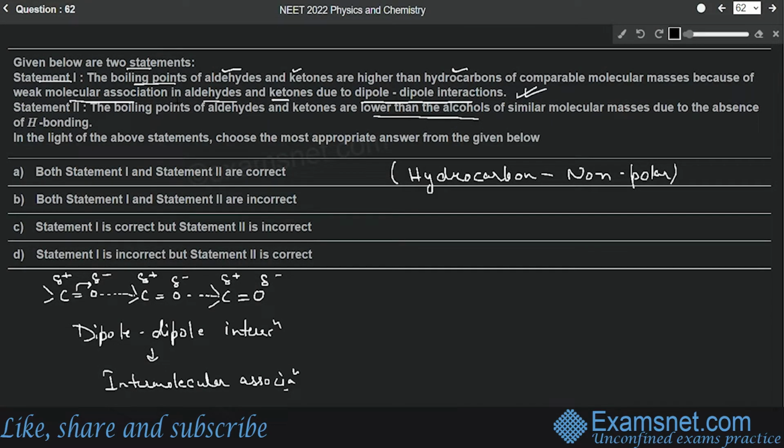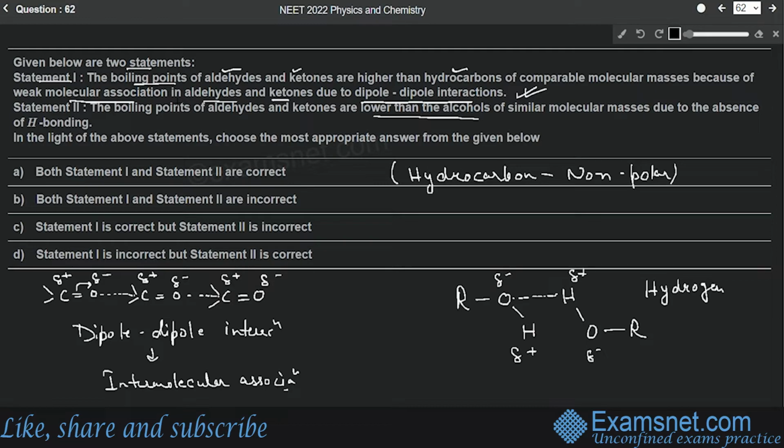If I draw the structure of an alcohol, we know it is some alkyl group, then oxygen and then a hydrogen, right? The OH group is there. For another alcohol molecule, it will again be an alkyl group, then oxygen and then hydrogen. Now you can see that again oxygen is more electronegative than hydrogen, so it will acquire a partially negative charge, whereas hydrogen will acquire a partially positive charge. Now the more electronegative oxygen will bind with the partially positive hydrogen of another alcohol molecule, right? So here there will be hydrogen bonding.